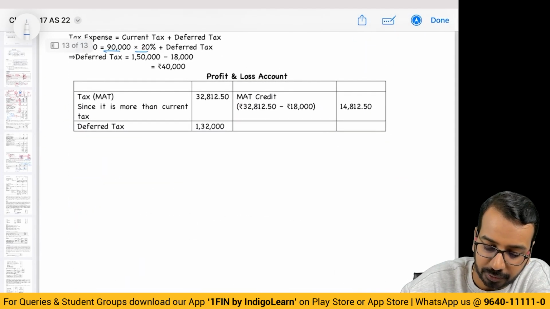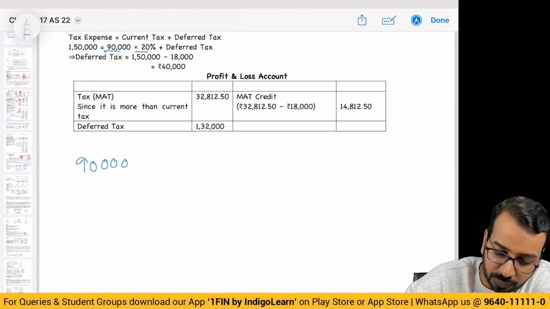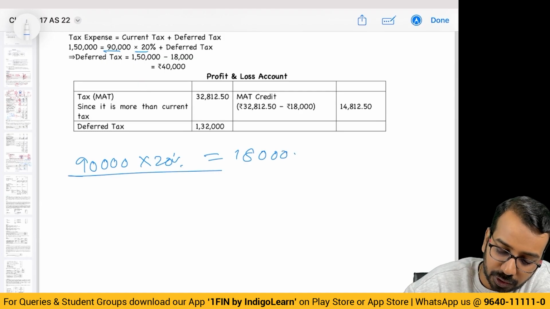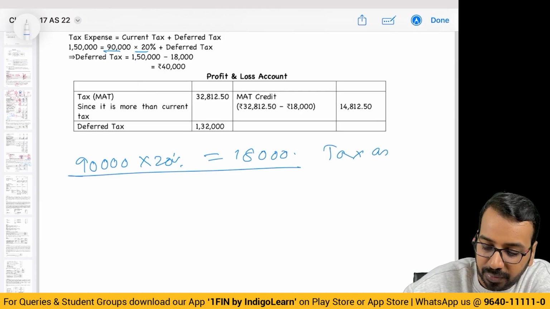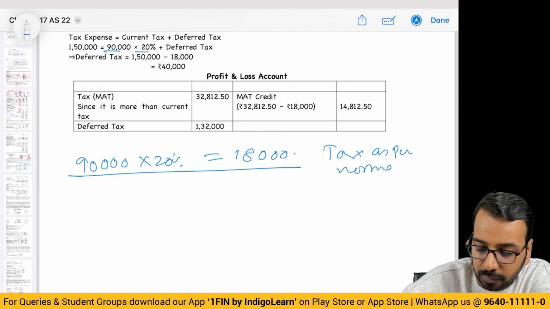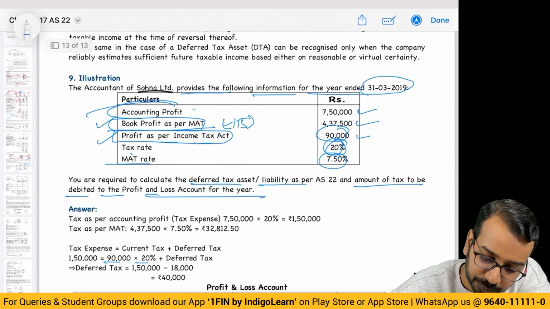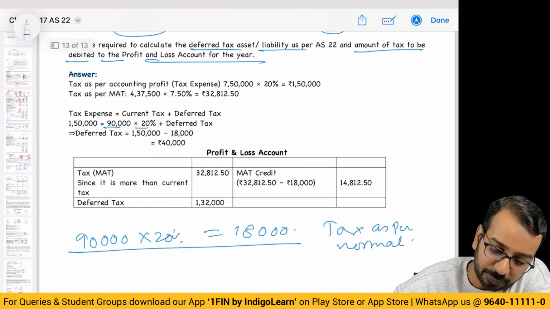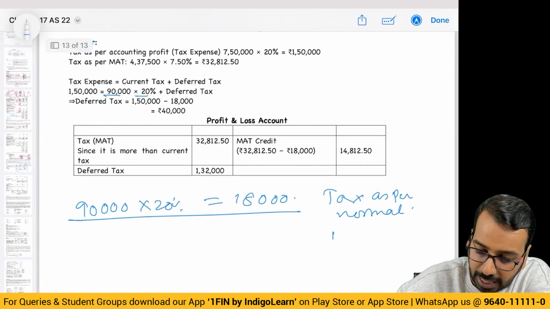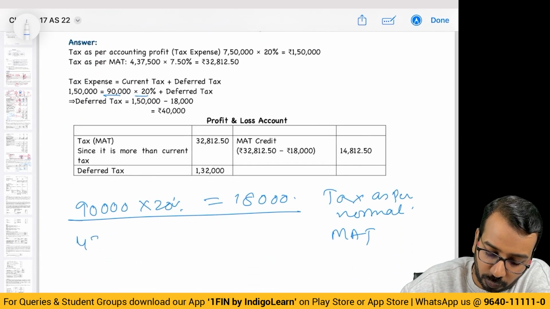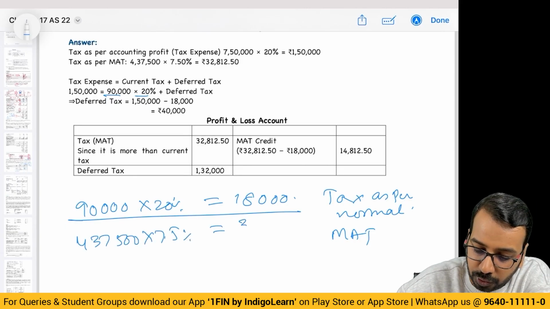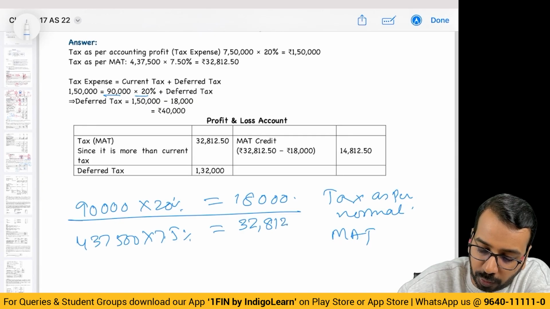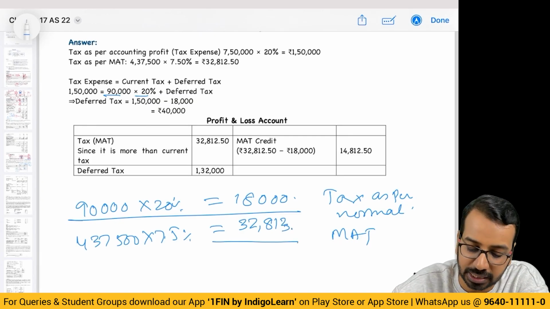Okay, I'll work it separately here. 90,000 into 20% is 18,000. This is tax as per normal provision. Then book profit is 437,500. On this you will apply 7.5%. So as per MAT, tax is 437,500 into 7.5%. That works out to 32,812.5 or 32,813.